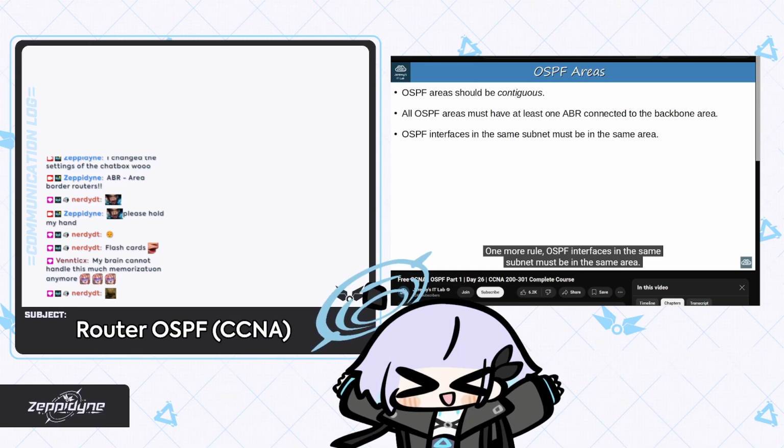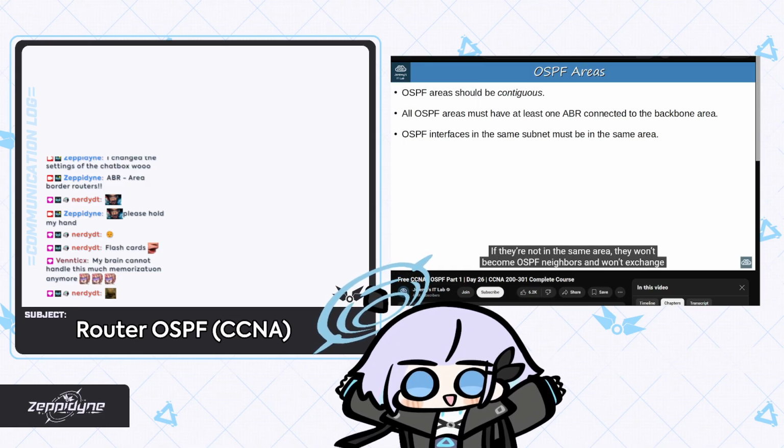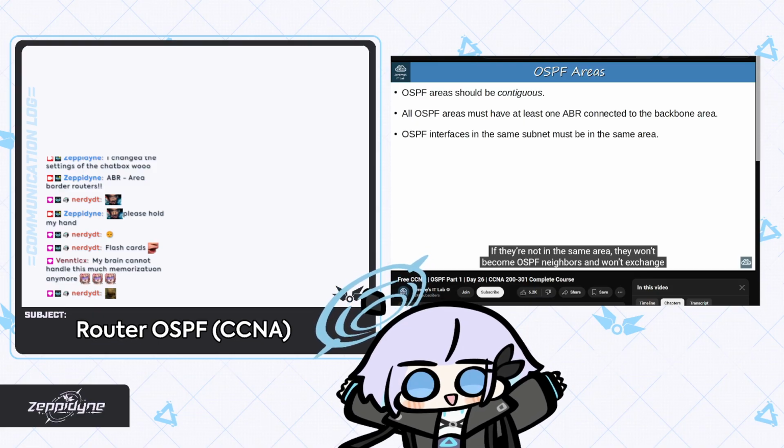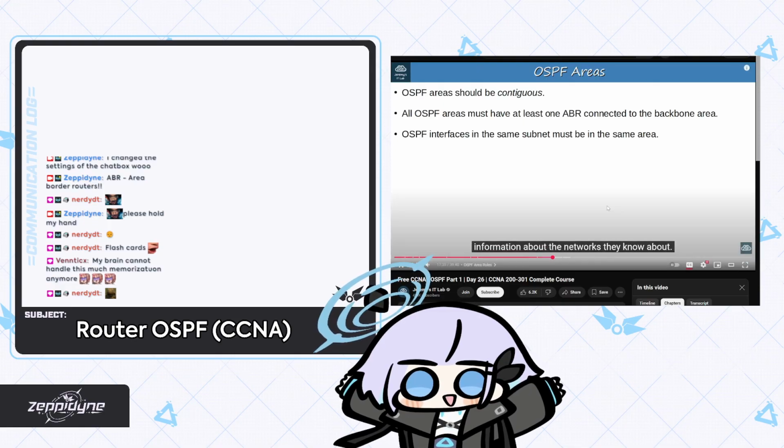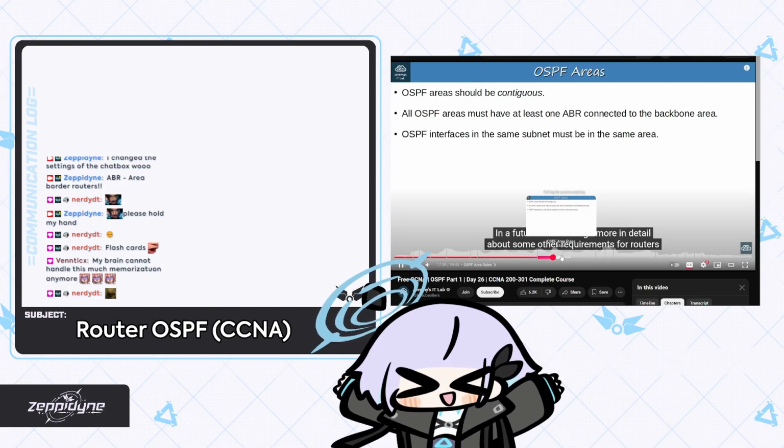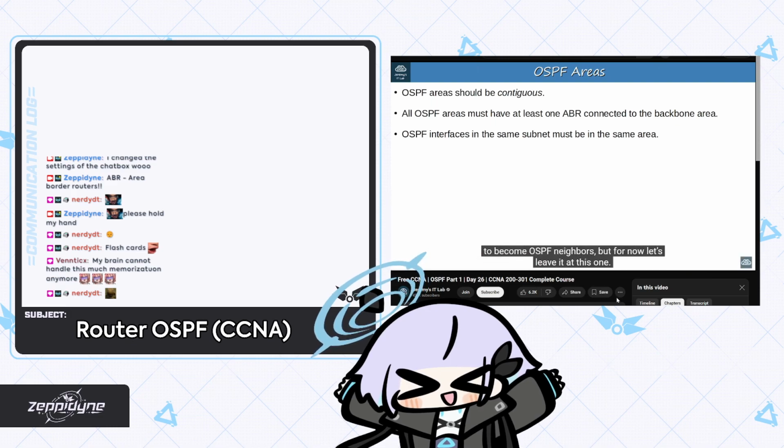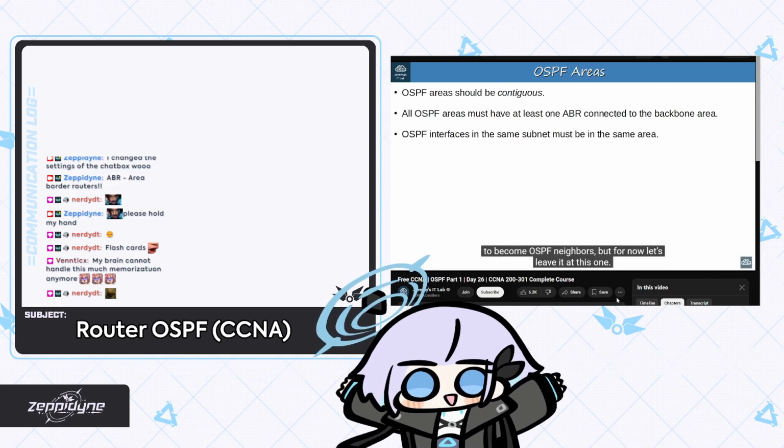Interfaces in the same subnet must be in the same area. If they're not in the same area, they won't become OSPF neighbors and won't exchange information about the networks they know about. In a future video, we will go into more detail about some other requirements for routers to become OSPF neighbors. But for now, let's leave it at this one.